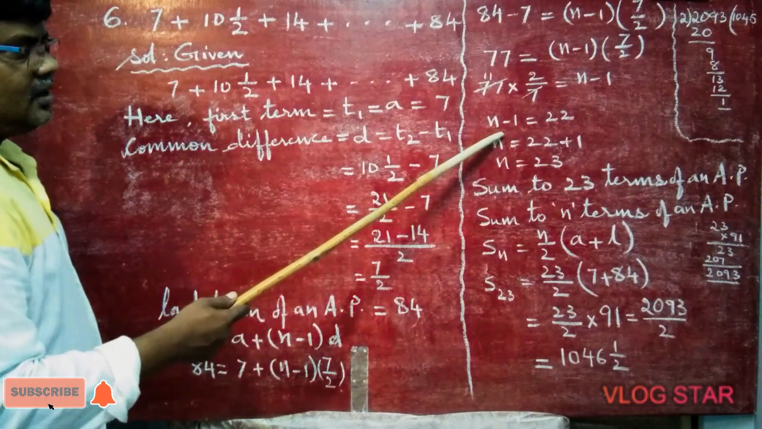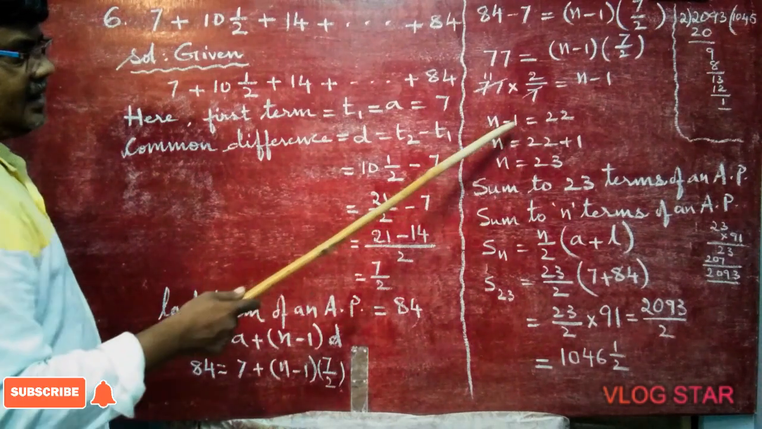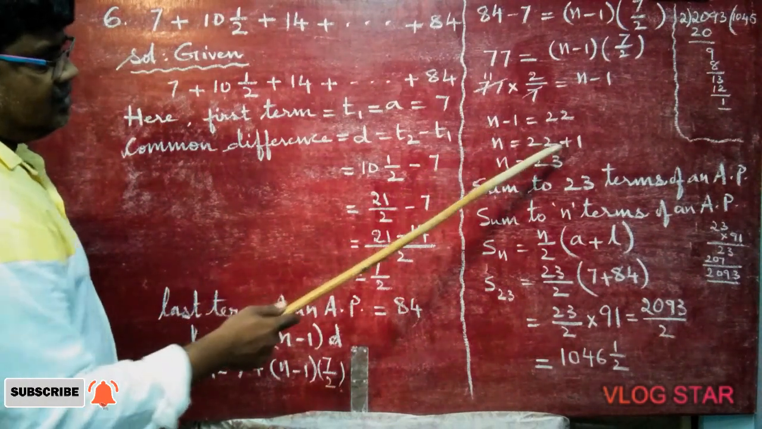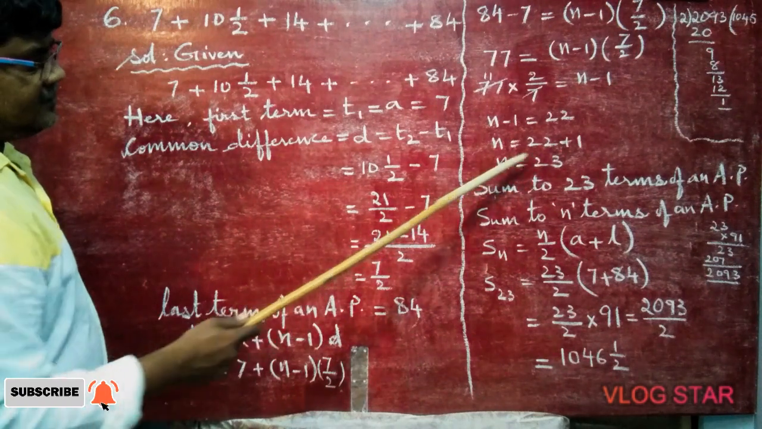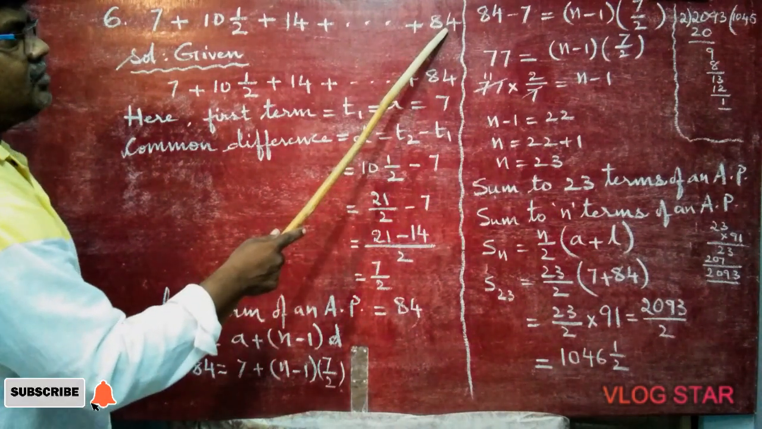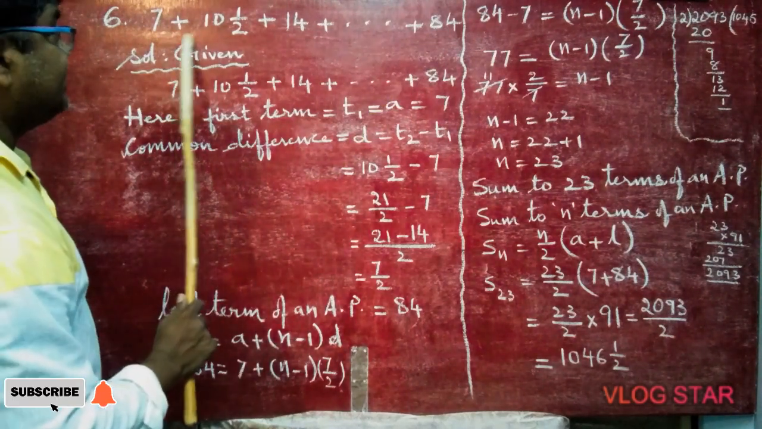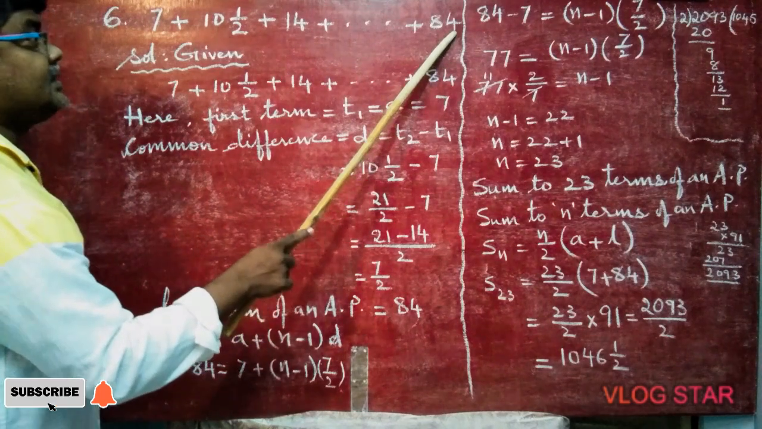Unknown variable I brought to the left side. Now I am taking this minus 1 from left to right. Minus 1 becomes plus 1. 22 plus 1. So N is equal to 23. Means this 84 is the 23rd term. Are you able to follow? How many terms are there here? Means this is the 23rd term.